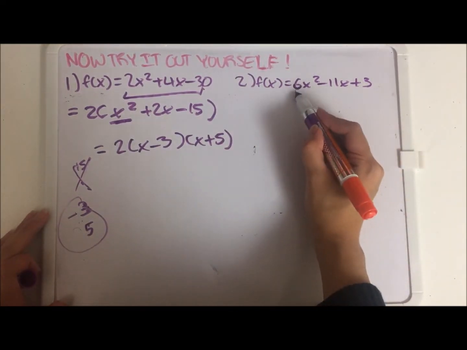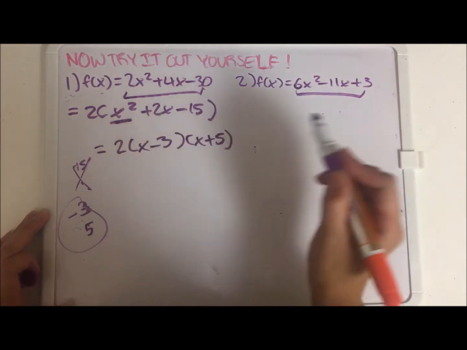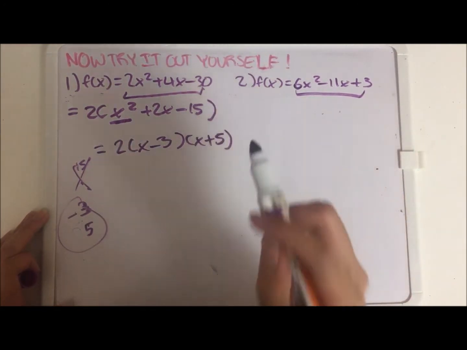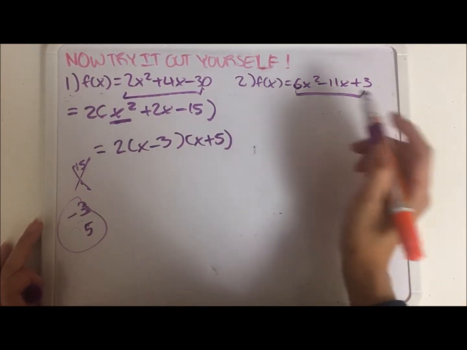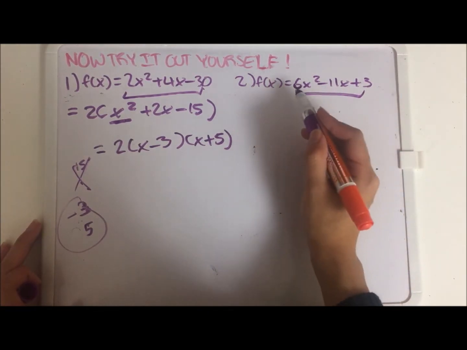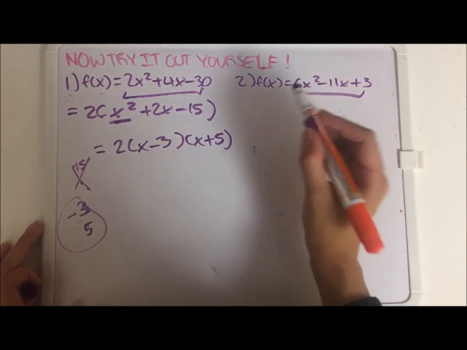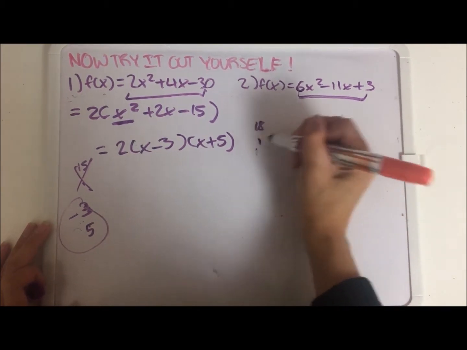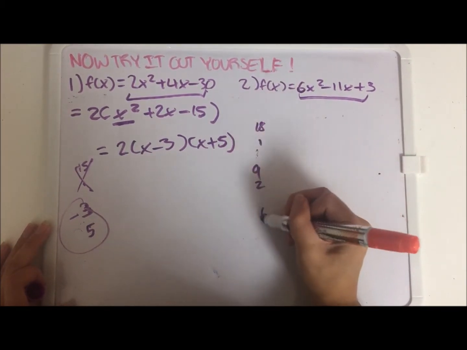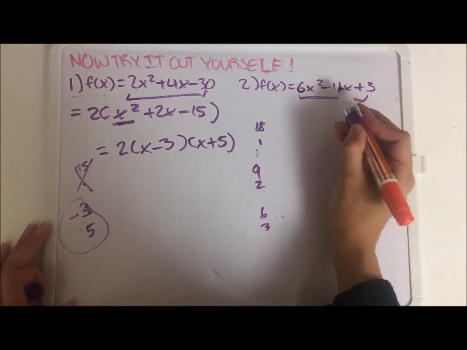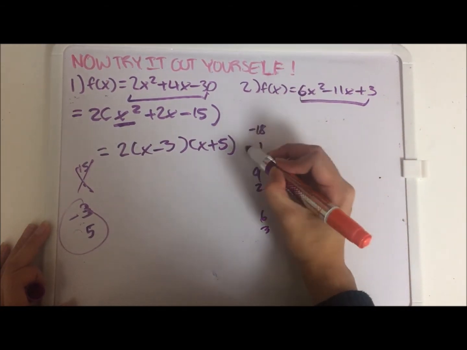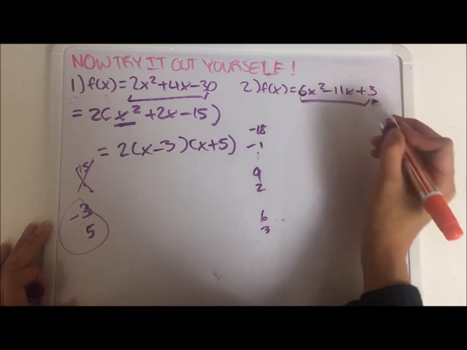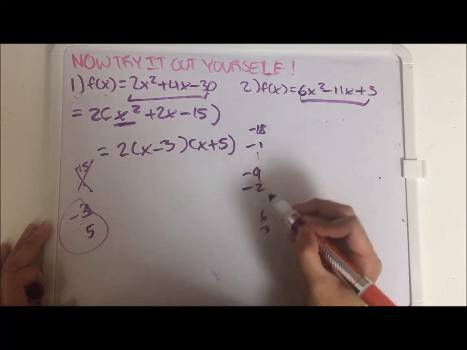Now let's try this one. Can you common factor anything here? Nope. But what we know how to do is decomposition. So what two numbers multiply to give you 6 times 3, which is 18, and add up to give you negative 11? So what are the possibilities? 18 and 1, 9 and 2, and 6 and 3. And you know that they have to be negative since the middle term is negative. And since 6 times 3 is positive 18, both the numbers have to be negative.